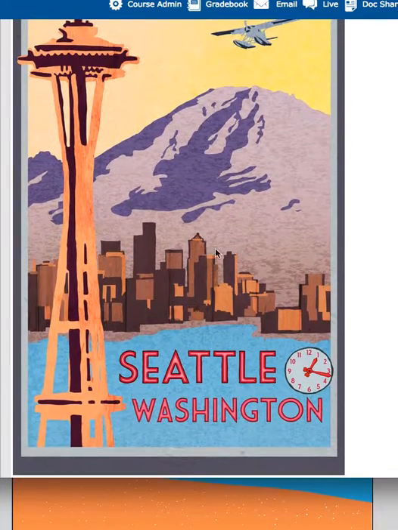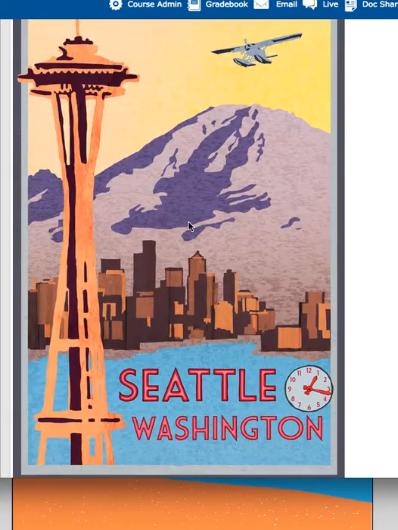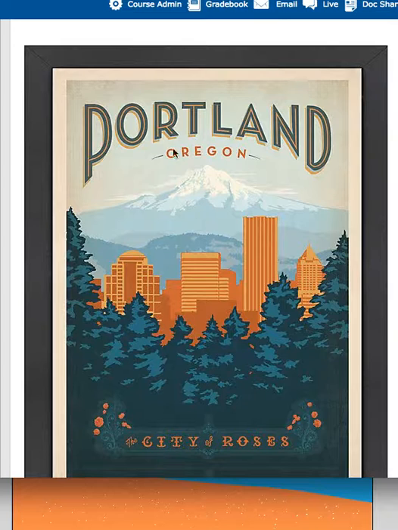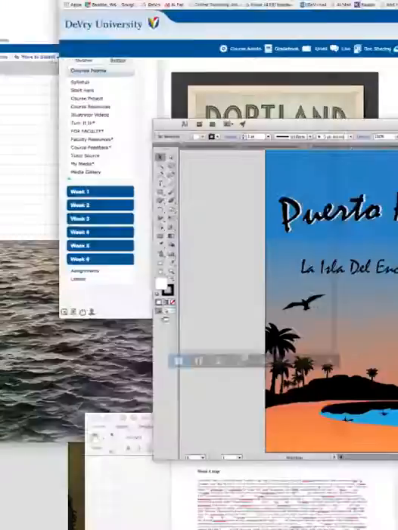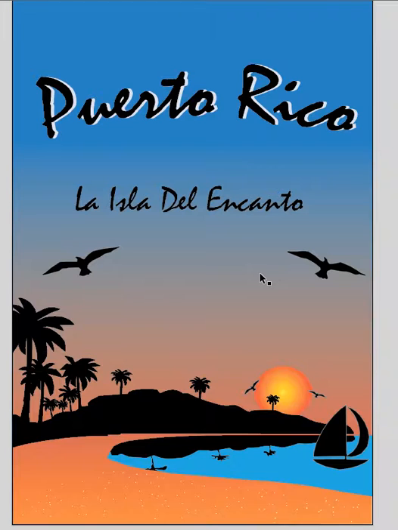So again, you've done a really good job with the black and unifying. And again, see how Washington's smaller than Seattle, Oregon's smaller, and then it says City of Roses. So you just want to think of visual hierarchy. The most important stands out the most. So that's my main suggestion.